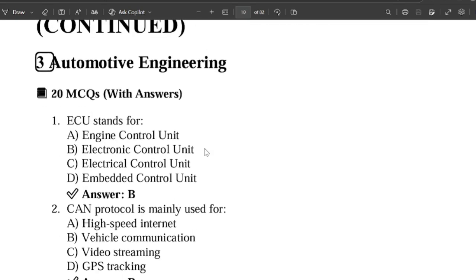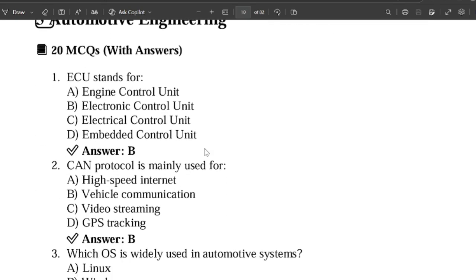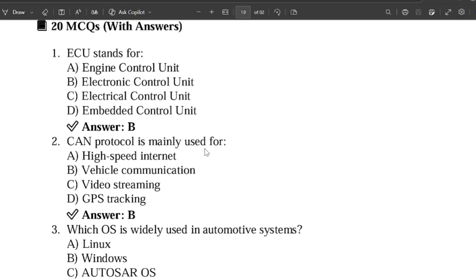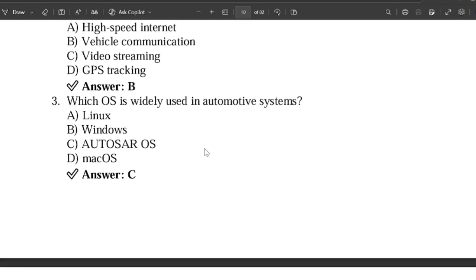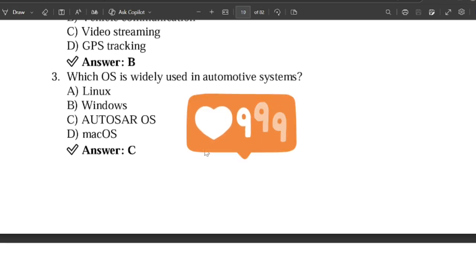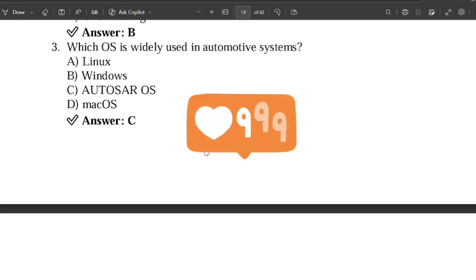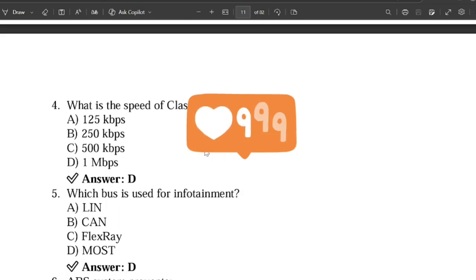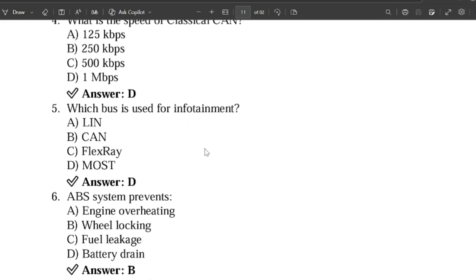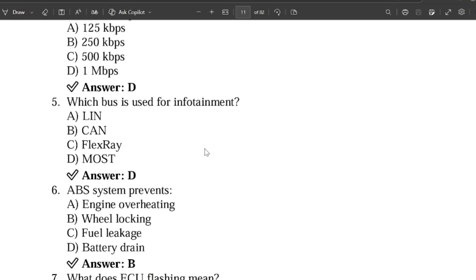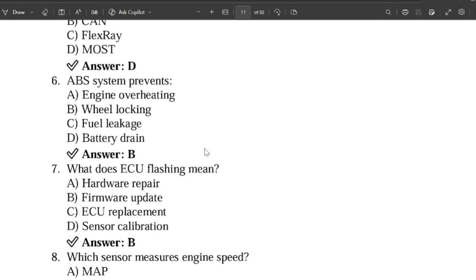Next one is automotive engineering. ECU stands for Electronic Control Unit. CAN protocol is mainly used for vehicle communication. Which OS is widely used in automotive systems? AUTOSAR. C option. What is the speed of classical CAN? 1 Mbps. Which bus is used for infotainment most?